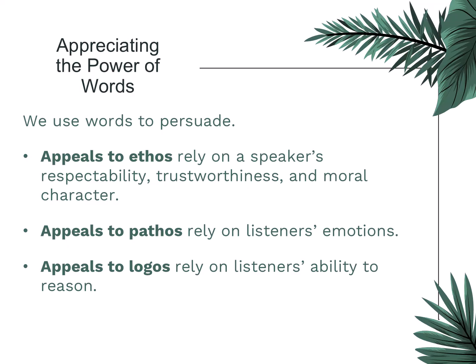Now, if I appeal to your pathos, I'm relying on your emotions. I'm trying to pull on your heartstrings. Maybe I'm using some of that loaded language I mentioned. That may, however, if I use loaded language, put a dent in my trustworthiness or my moral character, depending on how I'm using it. And then logos: I'm appealing to your ability to reason. If I'm trying to persuade you, I'm hoping that you understand and can have a voice of reason of your own. So when we talk to persuade, we appeal to people's ethos, their pathos, and their logos.